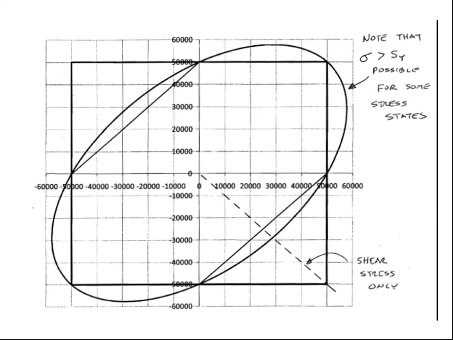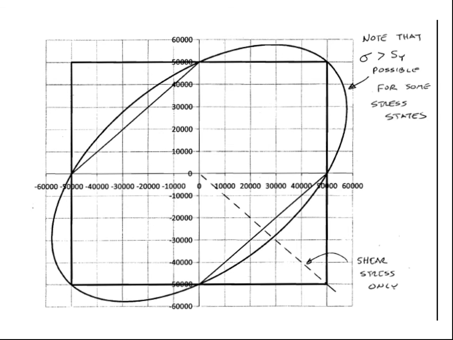And so again, as we noted earlier, the von Mises criterion says that it's possible that you can have a stress that's greater than the yield strength for some particular stress states. And the other two criteria are plotted against that as well. And you can also see the line for shear stress only. We'll show why that is in just a moment.